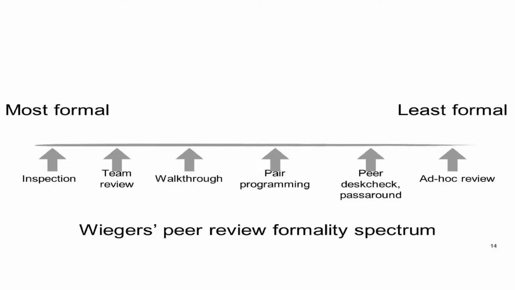Those of you familiar with Uyghurs probably remember this formality spectrum. Inspection is the most formal, and ad hoc reviews are the least formal. My concept of code review falls pretty squarely right about there, somewhere between team review and pair programming. We'll from time to time allow some pairs to review their own changes if it's something really small, inconsequential. But our general rule is if you wrote it, you shouldn't review it. That just kind of would be common sense, right?